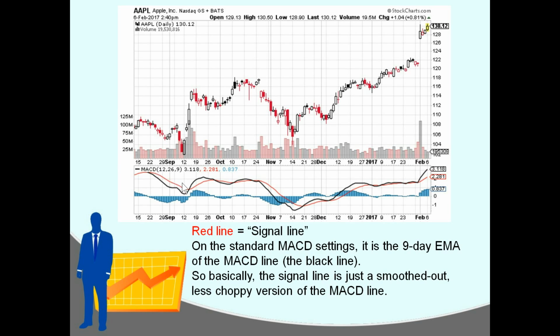That's the signal line. Well, on the standard MACD settings, it is the 9-day exponential moving average of the MACD line, or the black line. Okay, so basically, the signal line, the red line, is just a smoothed out, less choppy version of the MACD line. So as you can see, the red line doesn't chop around as much. It's smoother compared to the MACD line, and the signal line is less choppy. It's more smoothed out because it's a moving average of the MACD line.